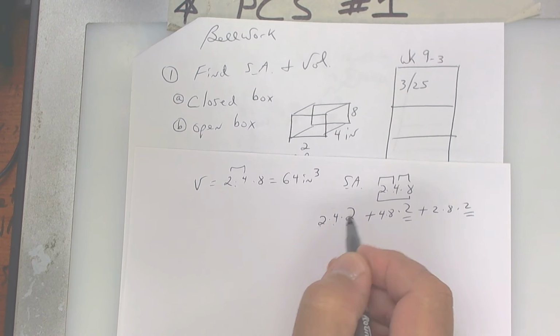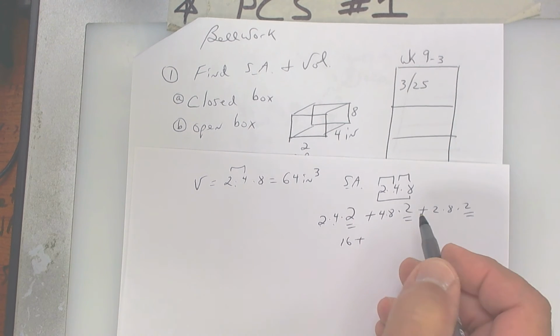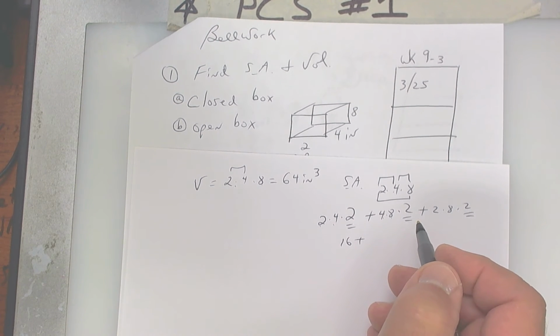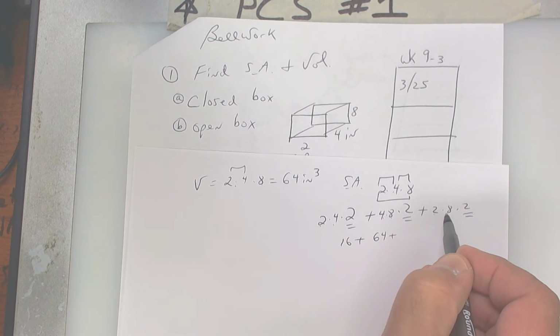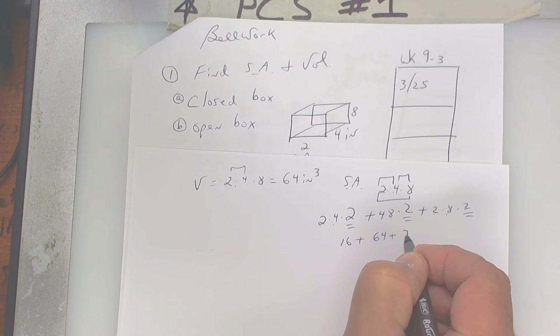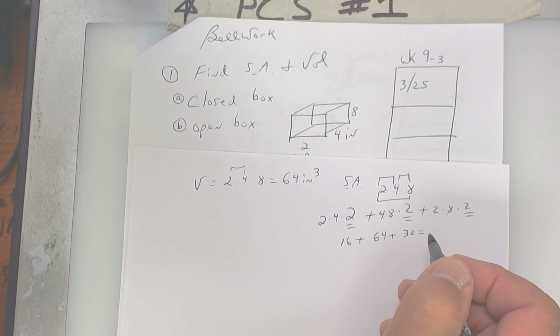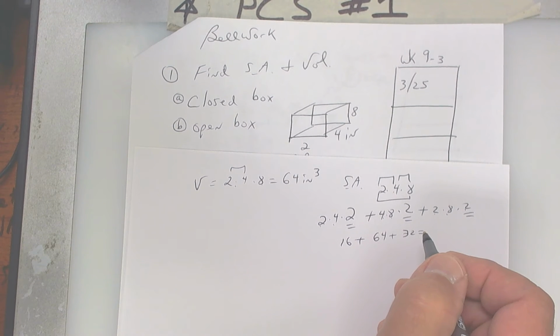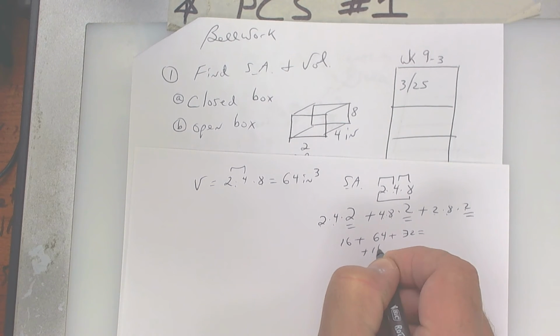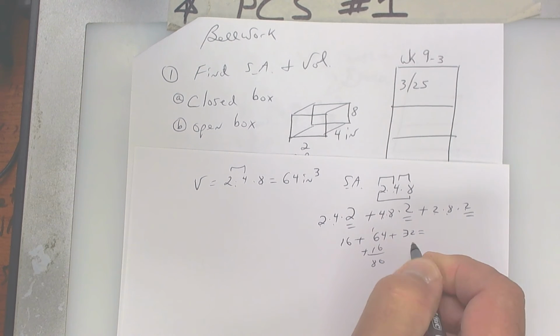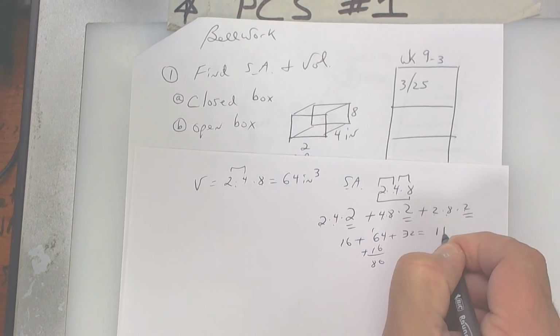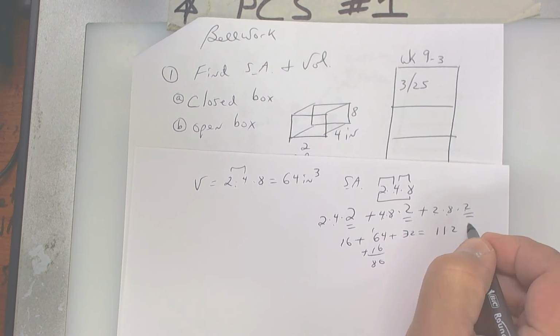This right here is 8 times 2 is 16. 4 times 8 is 32 times 2 is 64. 2 times 8, 16 times 2 is 32. Add that up, and whatever you get is your answer. So I'm going to add 16 here, get a 0, and that gives me 6, 7, 80 plus that. It looks like 112. It's the surface area, so that's square inches.